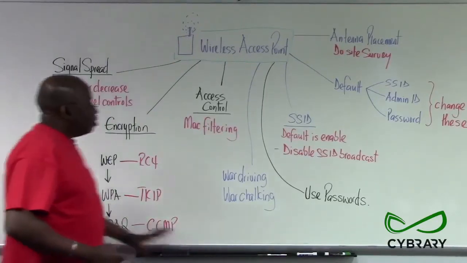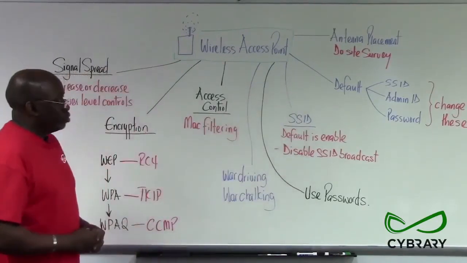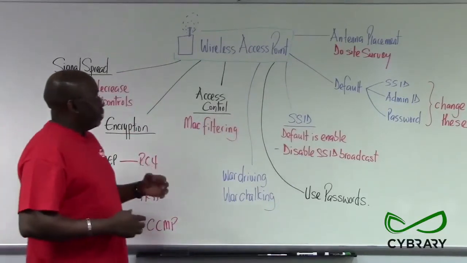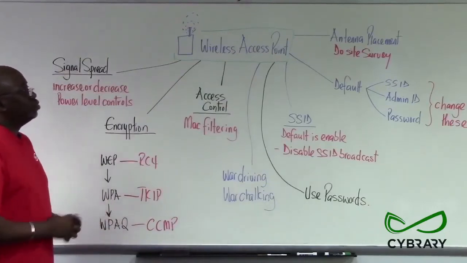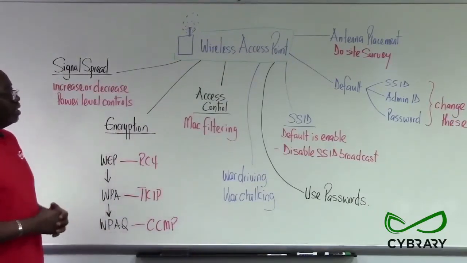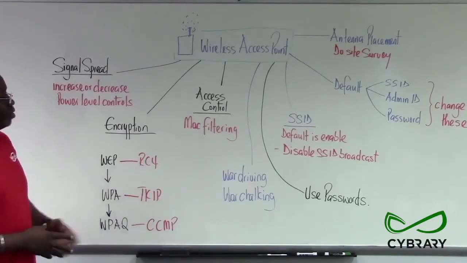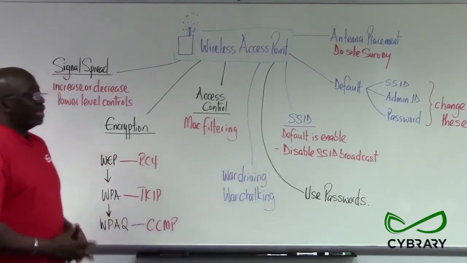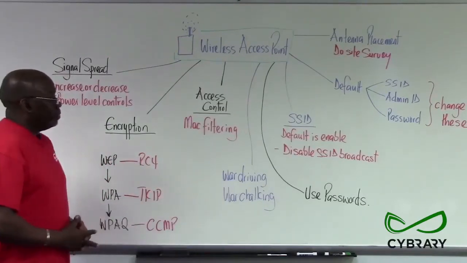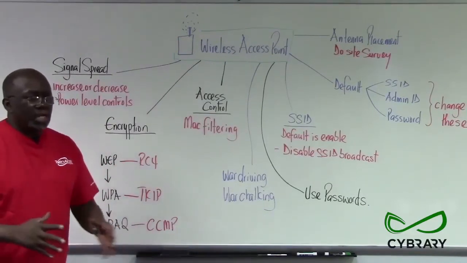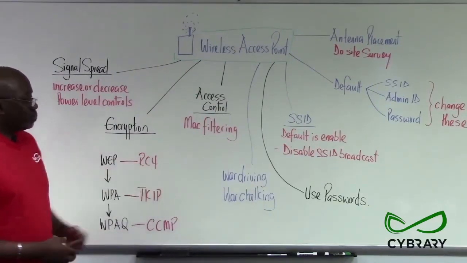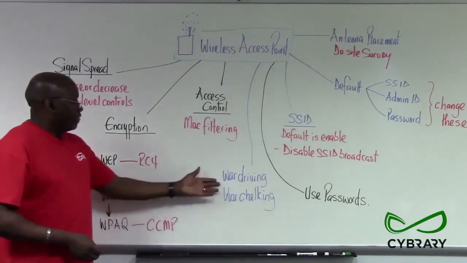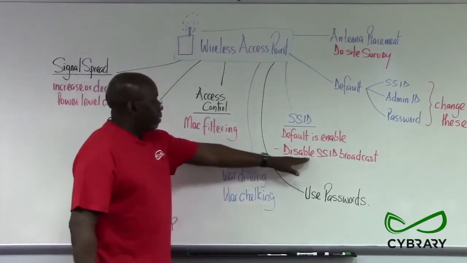And when we look at all of these collectively, we are able to implement effective wireless networks. We must do antenna placement. We do a site survey. Your default parameters, you change them to only things that are known by yourself. Your SSID, you could disable as a layer of security. Disabling your SSID does not mean it's bulletproof. It is just an extra layer of security. You should also use passwords, and war driving can be prevented by disabling your SSID.